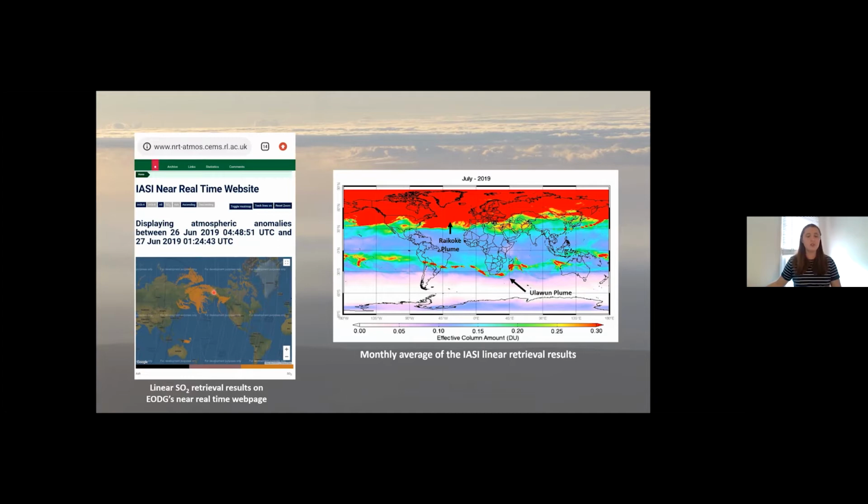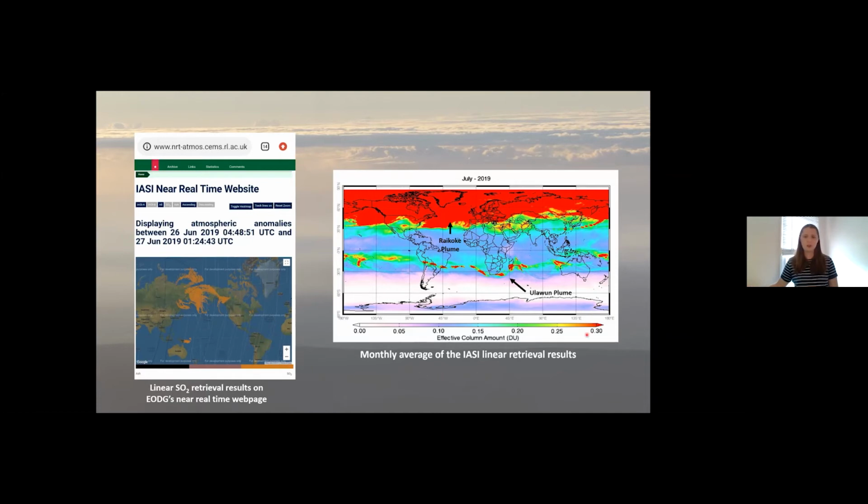Unfortunately, this near real-time web page was taken down towards the end of last year. We're in the process of having it replaced, as it's a really useful resource to be able to go to, and for other people to be able to go to after there's been a big eruption, to see whether we're identifying anything with IASI.